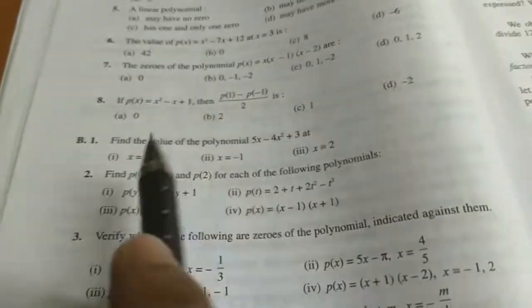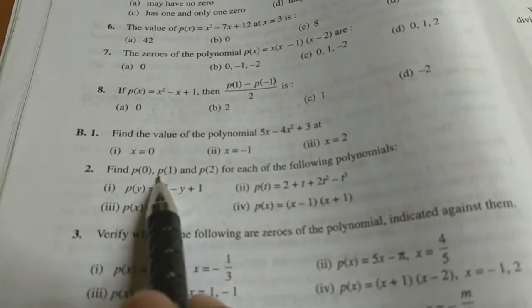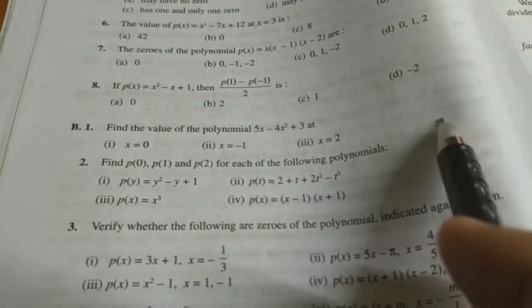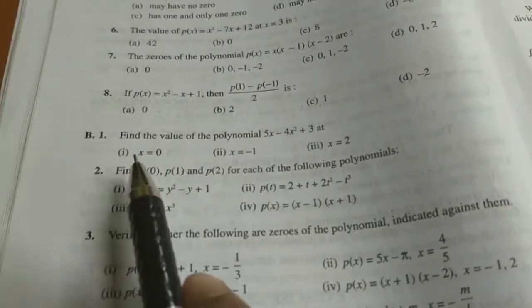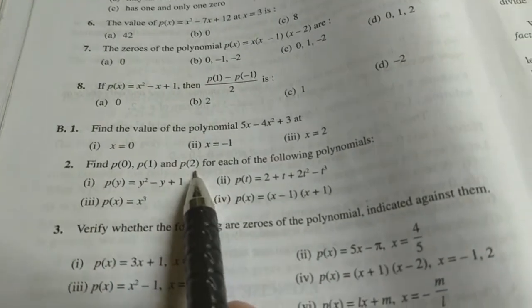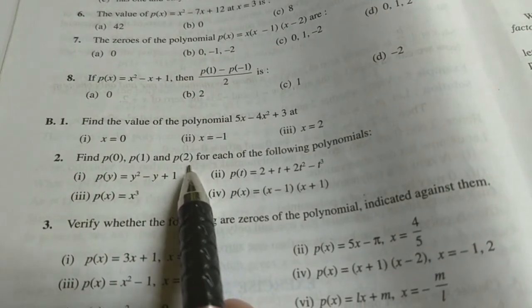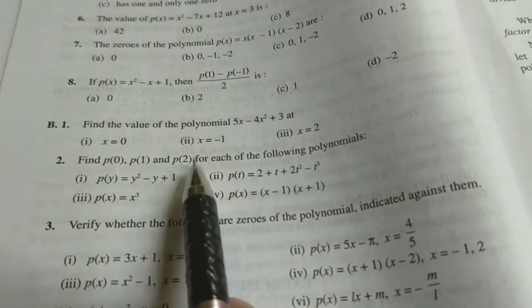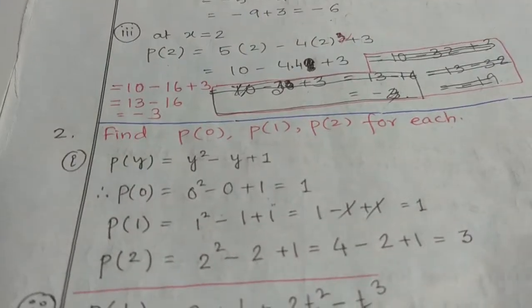Next, question number 2. Find p(0), p(1), p(2) for each of the following polynomials. The polynomials are given and we have to find p(0), p(1), p(2) for each. You can understand what p(0), p(1), p(2) are: we have to just replace x with 0, 1 and 2. Now come to the solution.